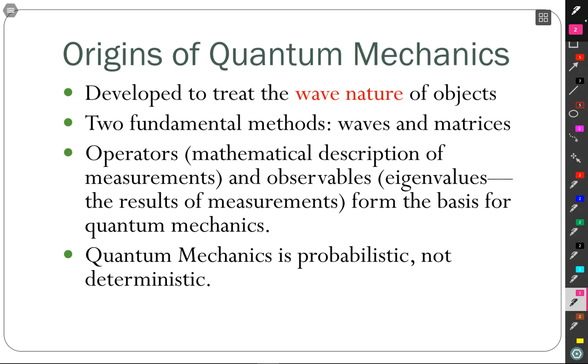So it was developed to treat the wave nature of objects, things that we think of as particles having a wave nature. And you have the wave or the matrix methods. Operators are mathematical functions that extract information, and the eigenstates are the functions that contain the information that needs to be extracted. And our steady states represent a state that has this eigenvalue. It's all based on statistics.